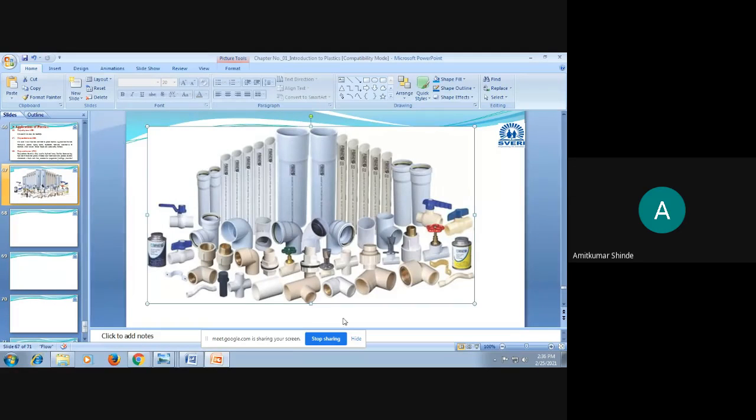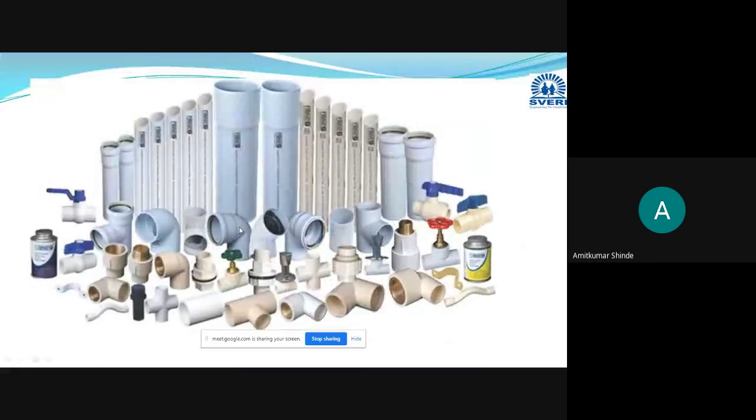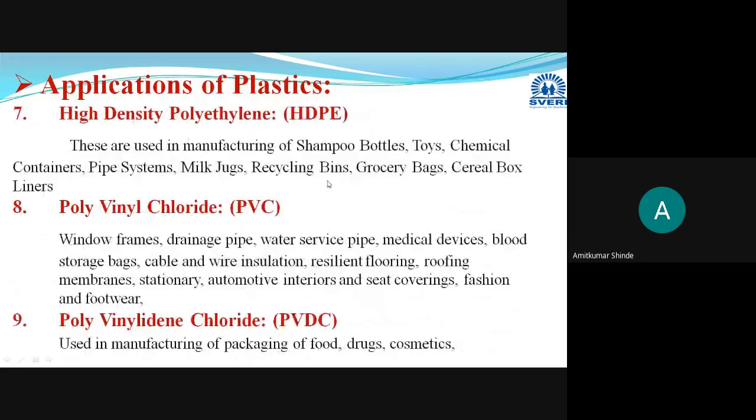Whichever pipes are there in our home, to take the wastewater from our home to the drainage line, these are PVC pipes. It may be in the form of a pipe, a coupling, or these T-shaped joints. All these are manufactured from PVC. This PVC is nothing but polyvinyl chloride. Drainage pipes, or water service pipes.